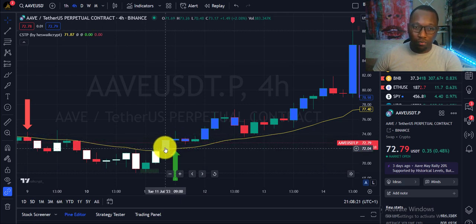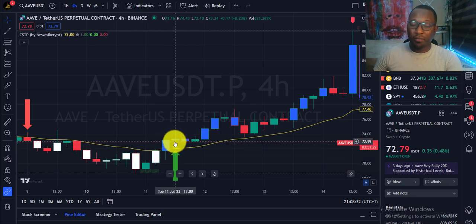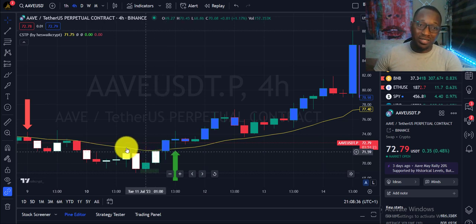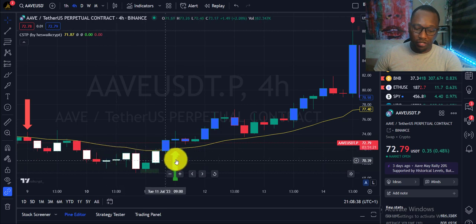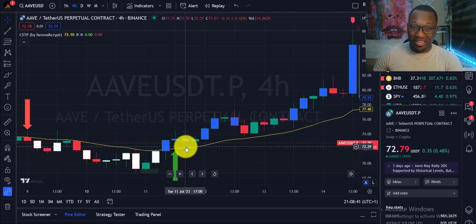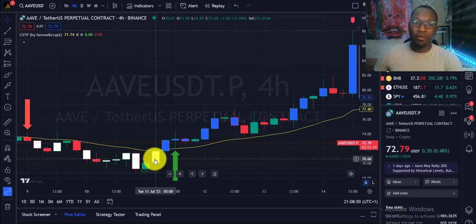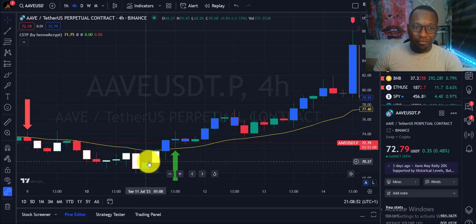When you see a blue candle with a green wick, that's an indication that the price has the potential of going upward. You need to wait for the next candle after it to be able to confirm. From my last video, I talked about the implication of this moving average line. I'm going to be talking about that in the next video. But the blue and green mean bullish, the red and the white mean bearish.